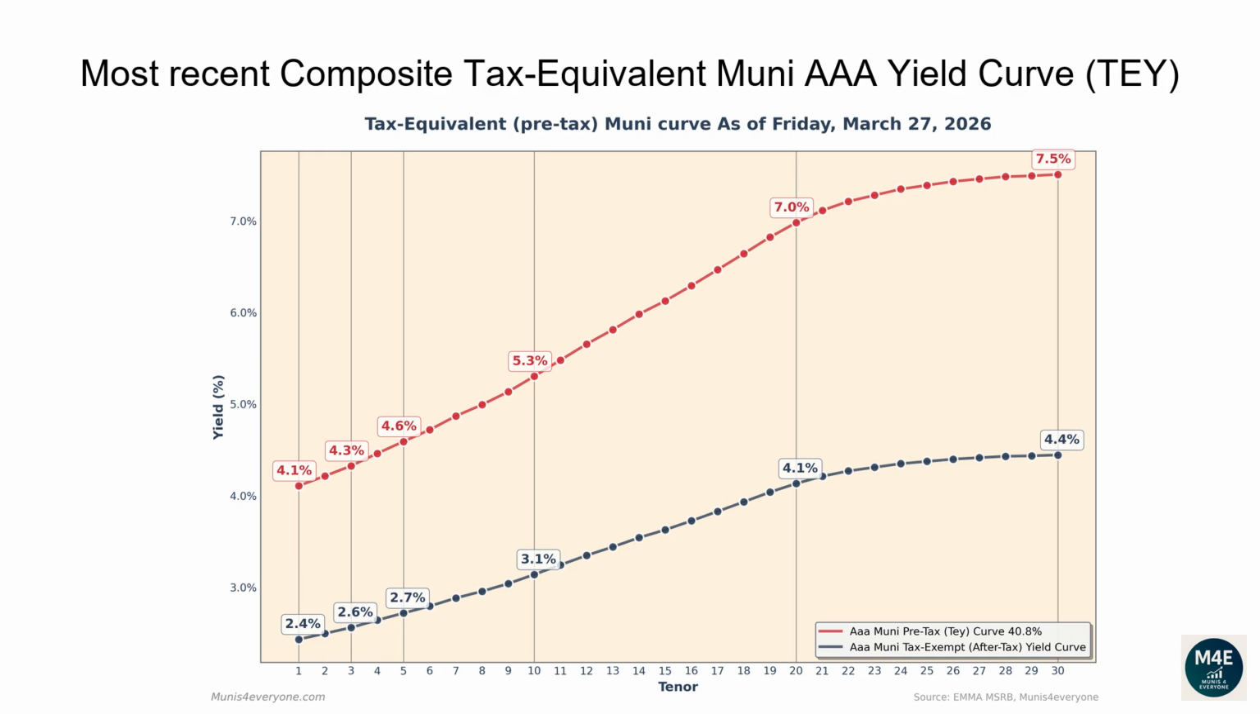The one-year tax-exempt yield is 2.43%, corresponding to a 4.1% tax-equivalent yield for investors in the top tax bracket. The two-year tax-equivalent yield is 4.22%. The 5-year tax-equivalent yield is 4.59%. The 10-year tax-equivalent yield is 5.3%. The 20-year tax-equivalent yield is 6.98%. The 30-year tax-equivalent yield is 7.51%.